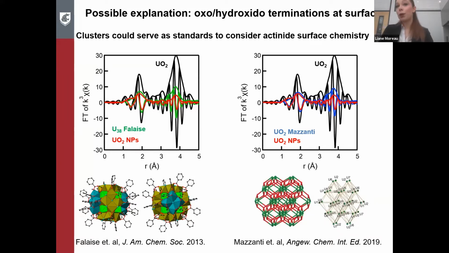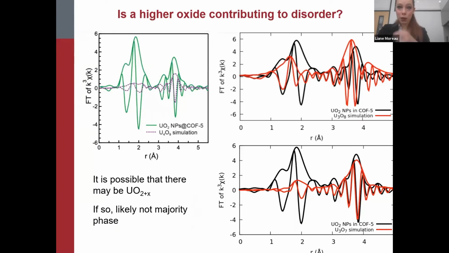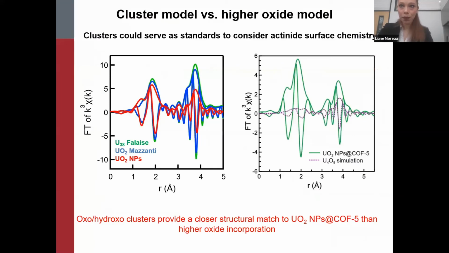And so potentially this is actually a pretty good way to explain and mimic what we are seeing in the case of these ultra small nanoparticles. And if we compare that to simulations we ran with different higher oxides, it seems to match quite a bit better. So is it possible that there may be some higher oxide incorporation? Maybe, but if so, it's likely not the majority phase. We think that this other relaxation at the surface may be a better way to describe that.